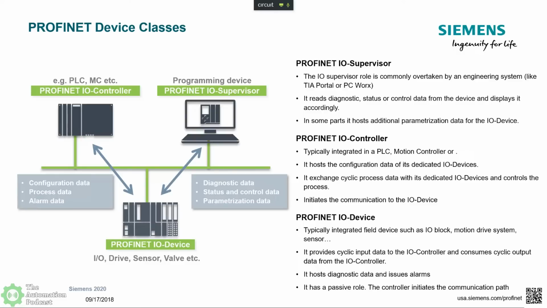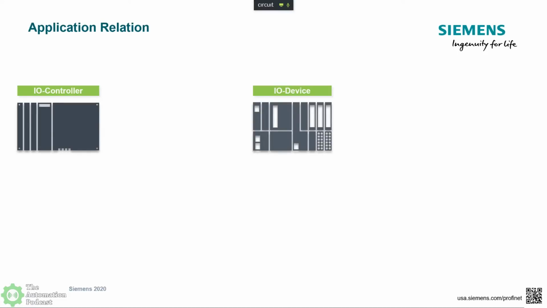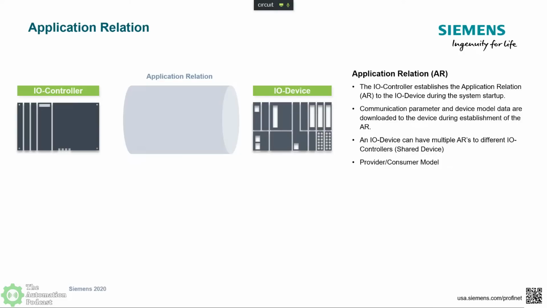The PROFINET IO supervisor reads diagnostic data from the IO device, or also status and control data, and can also provide parameterization data to the IO device. Now we had the term application relations, so we have those two roles. One role is the IO controller, the other one is the IO device, and between them we have an application relation. As mentioned before, the IO device has a passive part on the network. The IO controller initiates the data exchange to the IO device.